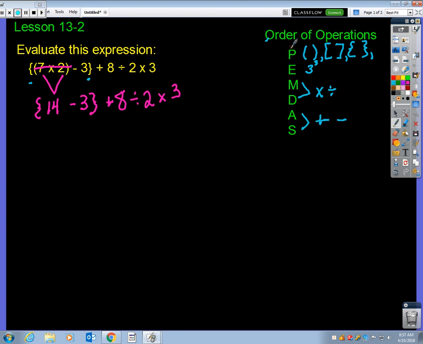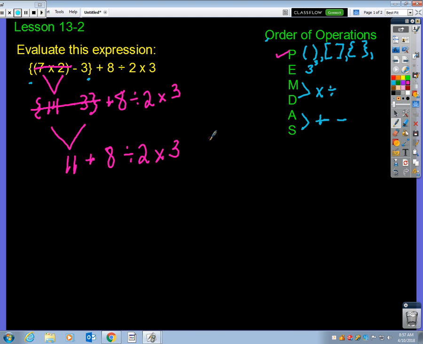And now I'm still in the P of PEMDAS because I still have another set of groupings. I still have those braces in here. So now I have to solve right here next. What is 14 minus 3? Good. 14 minus 3 is 11. And now I am done with braces and brackets, which means I'm done with my parentheses. And I bring everything else down. 8 divided by 2 times 3.